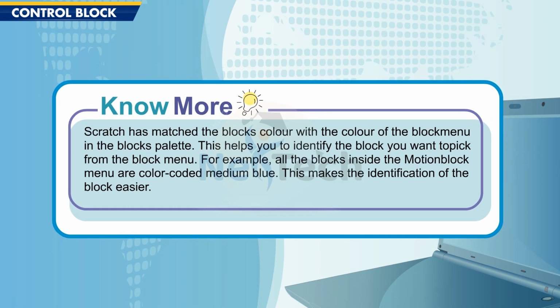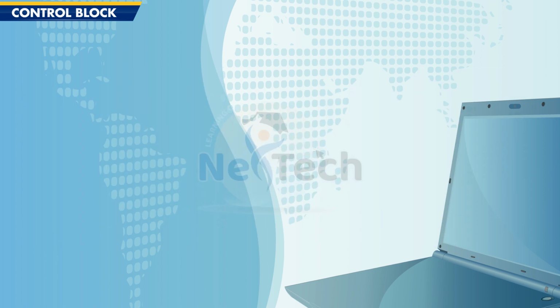Note: Scratch has matched the block's color with the color of the block menu in the blocks palette. This helps you to identify the block you want to pick from the block menu. For example, all the blocks inside the motion block menu are color-coded medium blue. This makes the identification of the block easier.